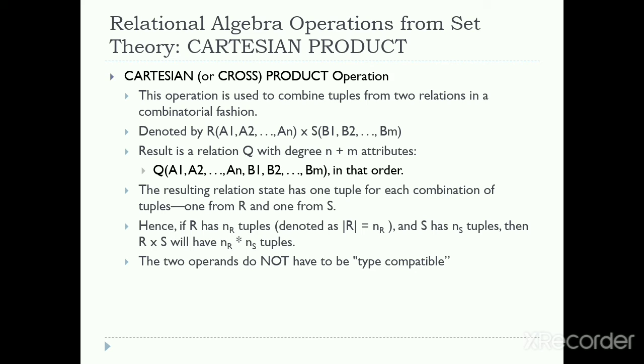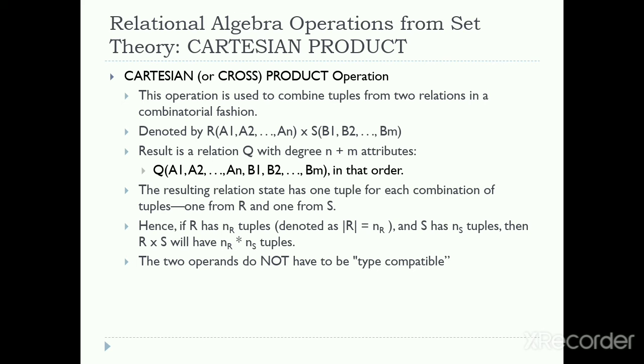So if we have n tuples in R and m tuples in S, then in the resultant you will get n into m tuples. For example, if you have 10 tuples in relation R and 8 tuples in relation S, in total you will get 10 into 8, so 80 tuples in the resultant relation.